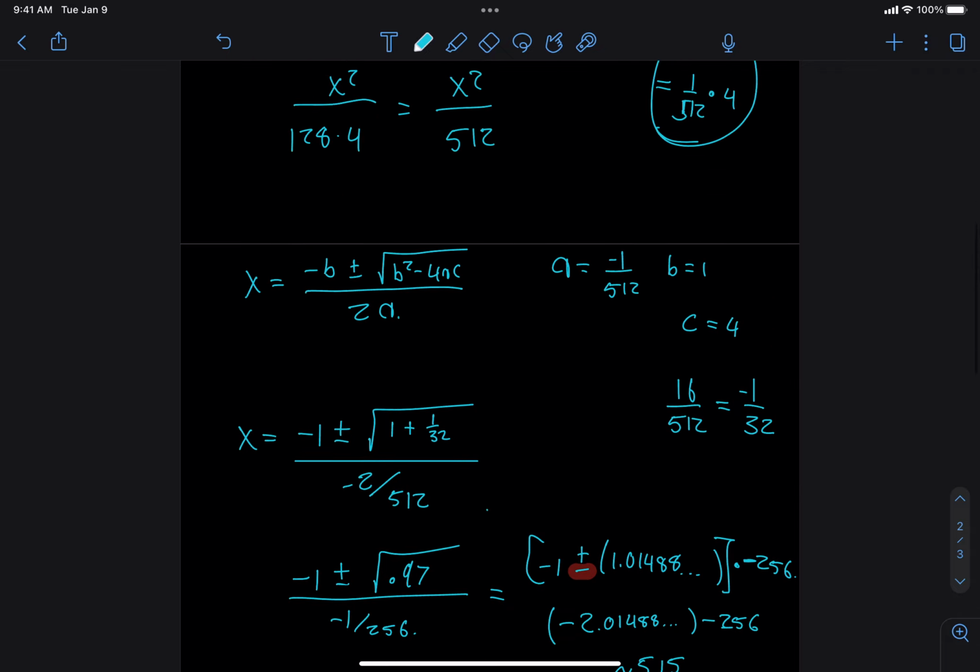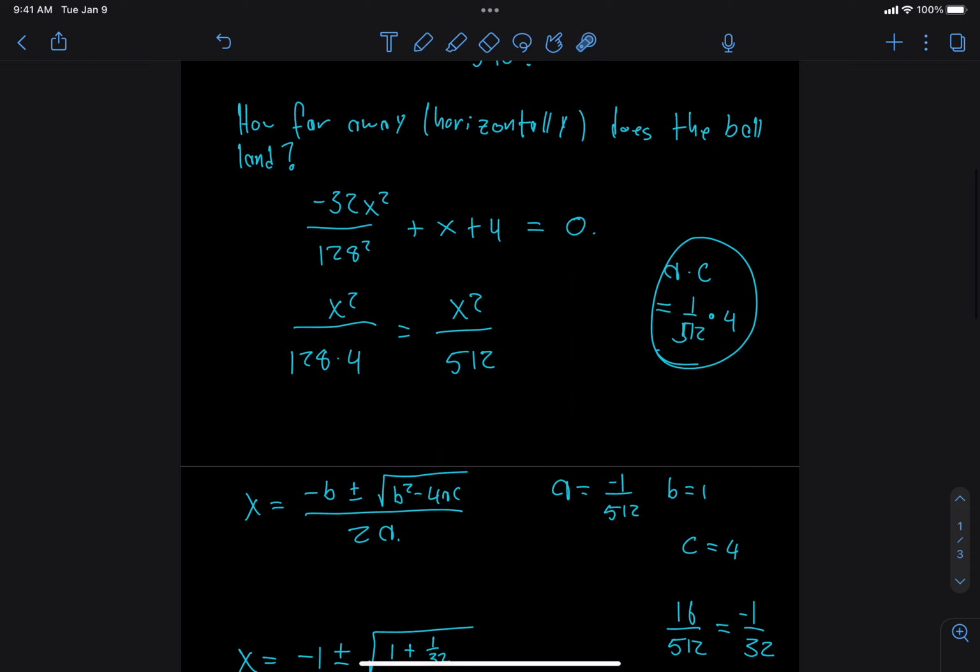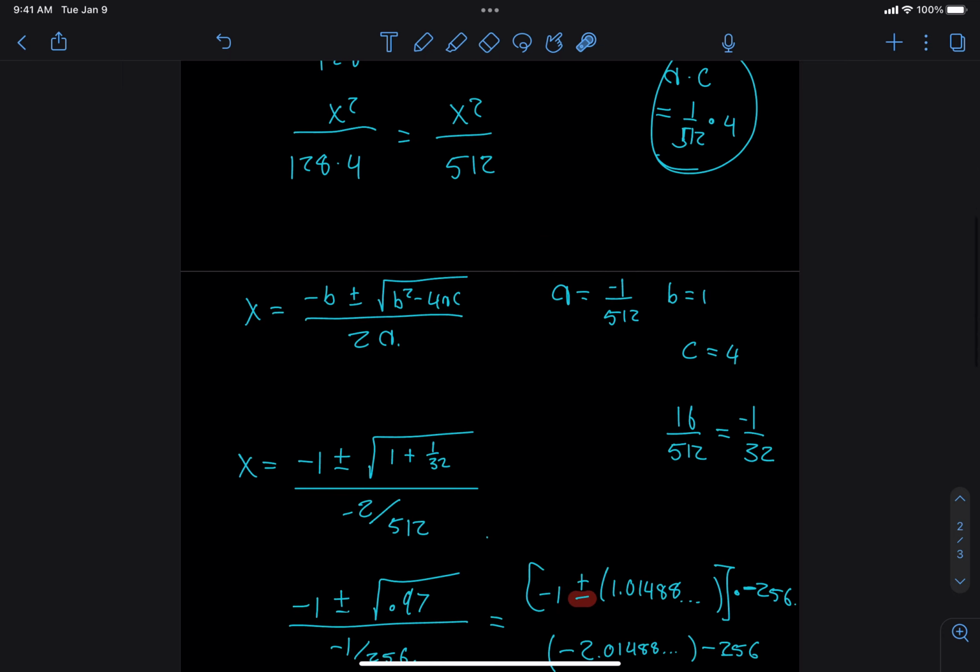Okay, so let's go back through it again. So the question was, how far away horizontally does the ball land? We have a quadratic equation. The problem with this quadratic equation is that it's not easy to see how we would factor something like this, right? So rather than factor, we applied the quadratic formula. To apply the quadratic formula, the only thing we had to do was figure out what is A, what is B, what is C, and then plug into the formula. And that was a pain, but we made it through.